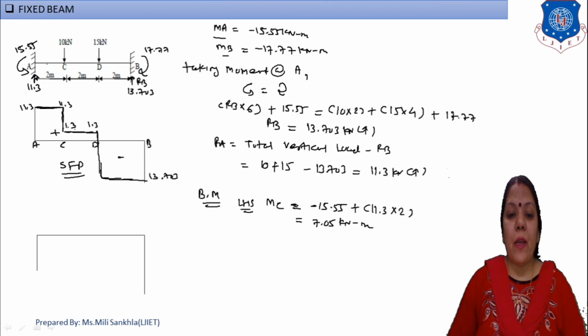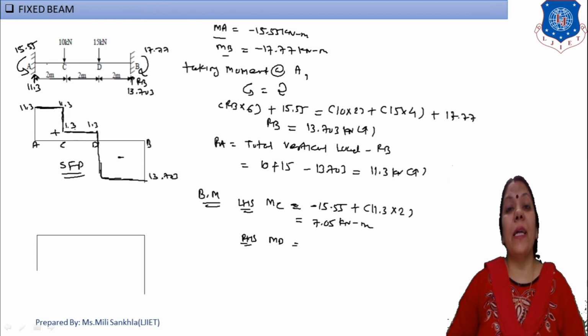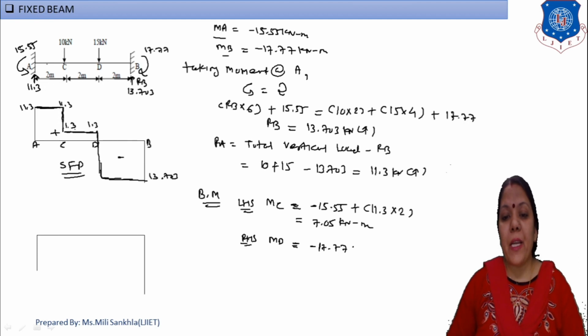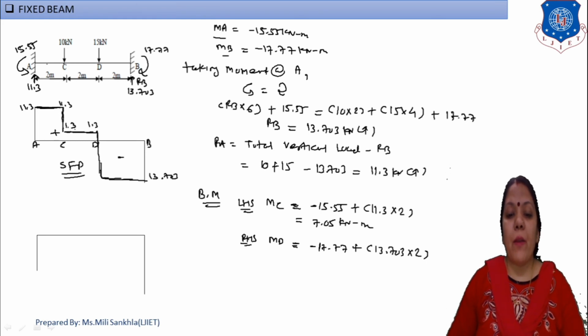Next we find out MD. It is easy to take the moment from the right hand side. From the right hand side this moment is given clockwise, right hand side clockwise minus. You compulsorily learn the sign convention of moment, because if you do not learn it, then it is very tough to calculate this type of example. Now RB, right hand side anti-clockwise positive. The moment of a point load is equal to load into distance, 13.703 into 2, and my answer of this moment at D is equal to 9.63 kilonewton meter.